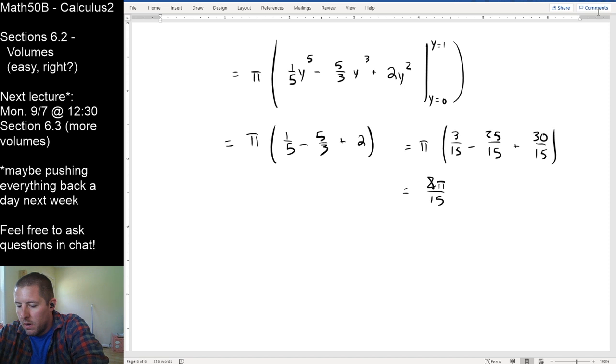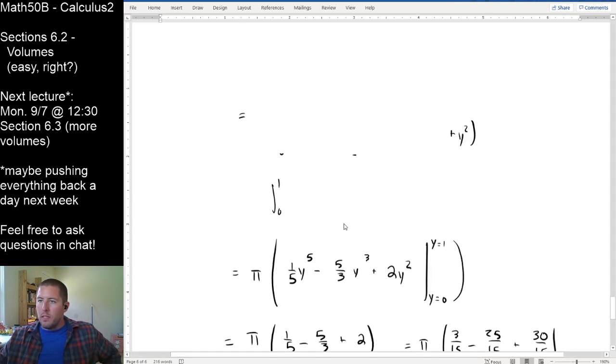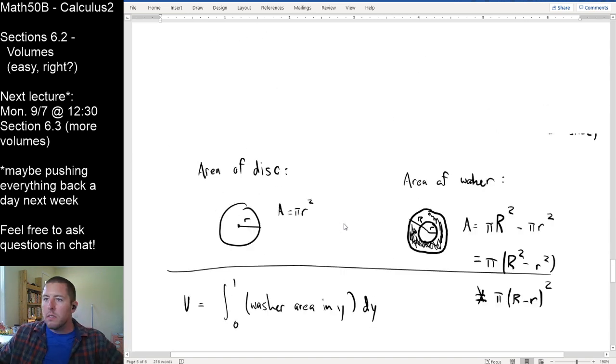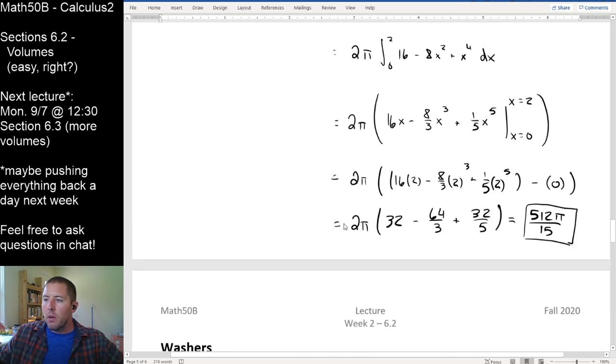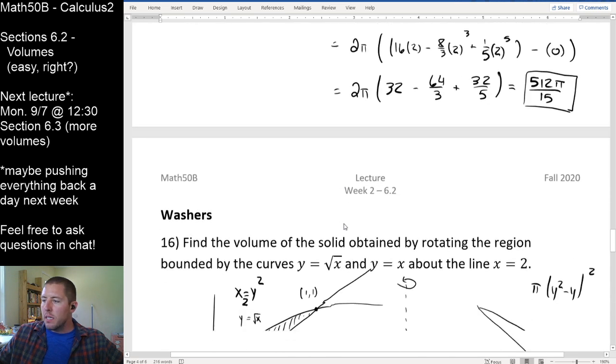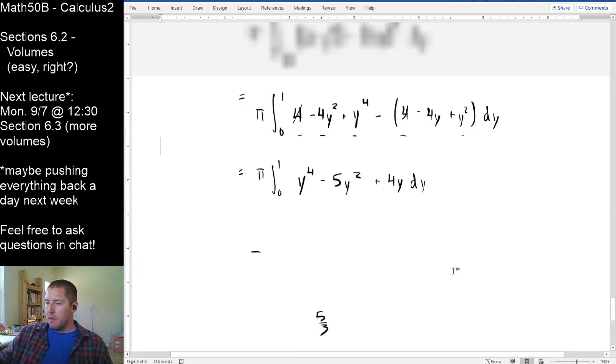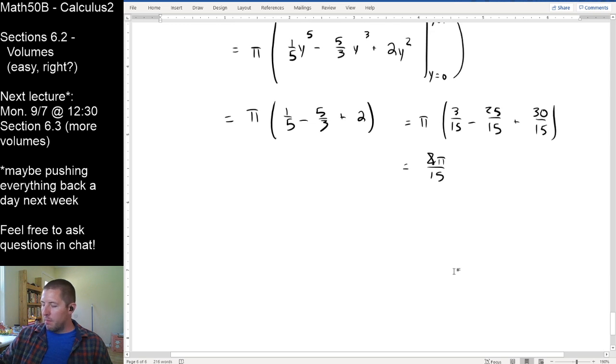Let's just triple check this real quick. Let me look at this up right here. I think this is problem number 16 out of the textbook. Yeah, we're doing 16 here. 8 pi 15ths, cool. I am getting the answer that the book is getting here, so I feel pretty good about this one.